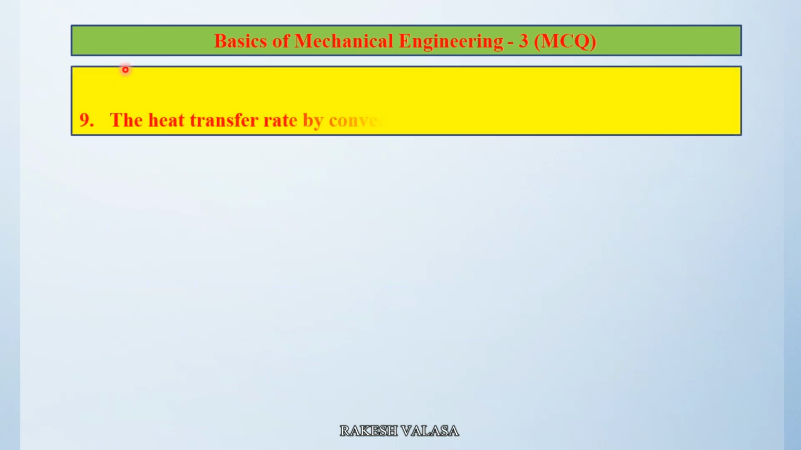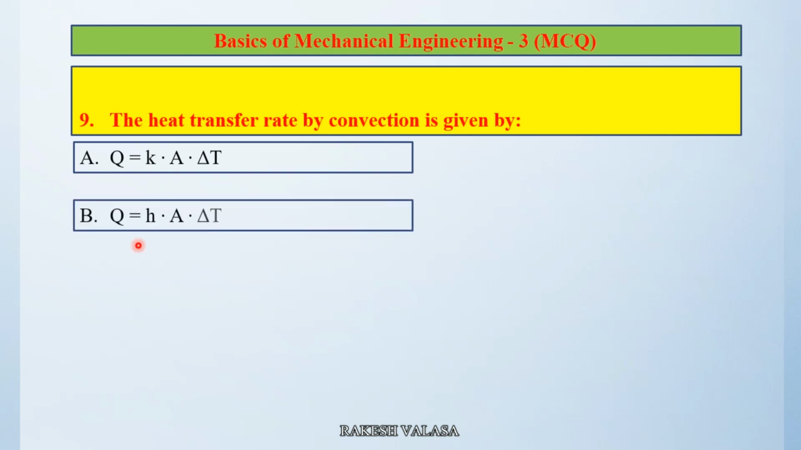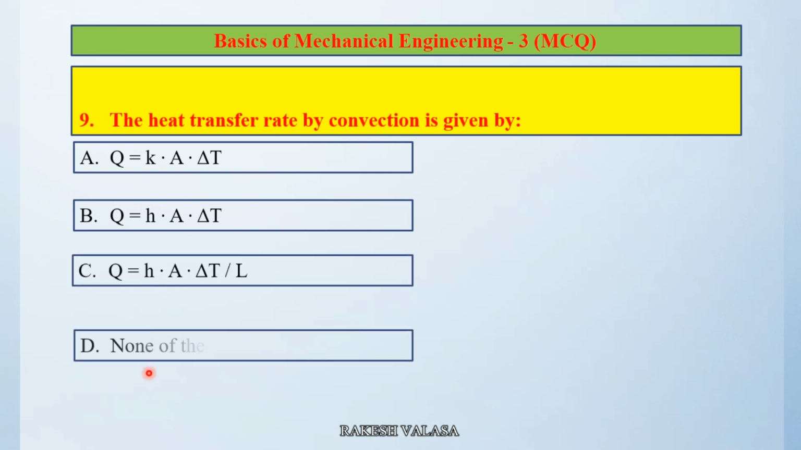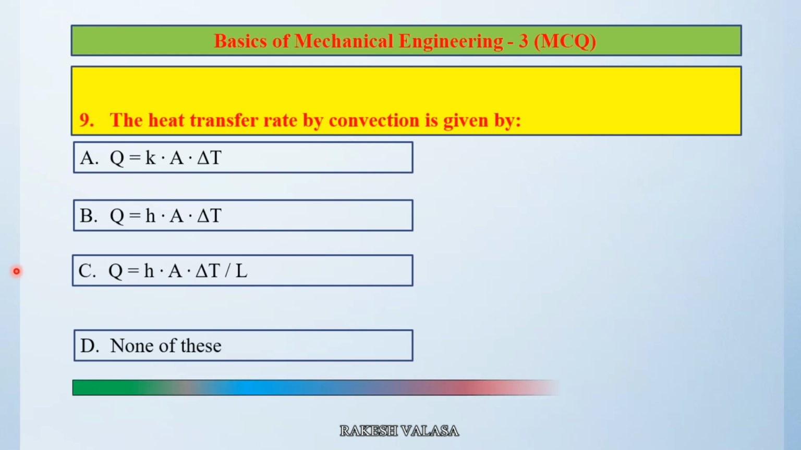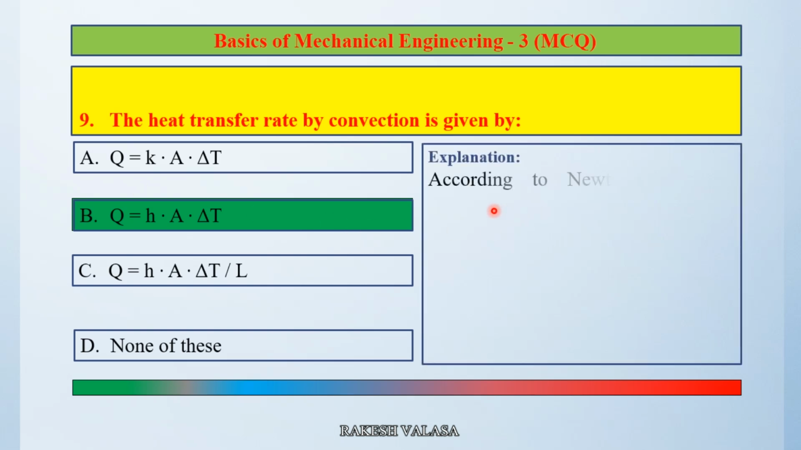Question number 9. The heat transfer rate by convection is given by option A, Q equal to KA delta T, option B, Q equal to hA delta T, option C, Q equal to hA delta T by L, option D, none of these. The correct answer is option B, Q equal to hA delta T. Let us see the explanation.